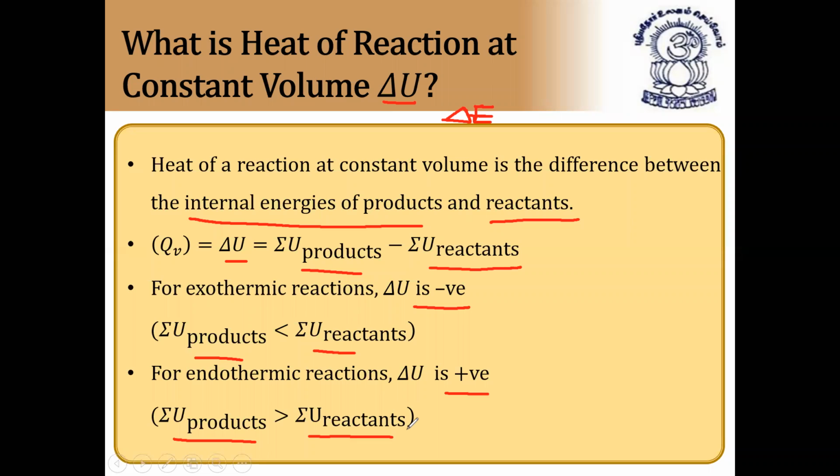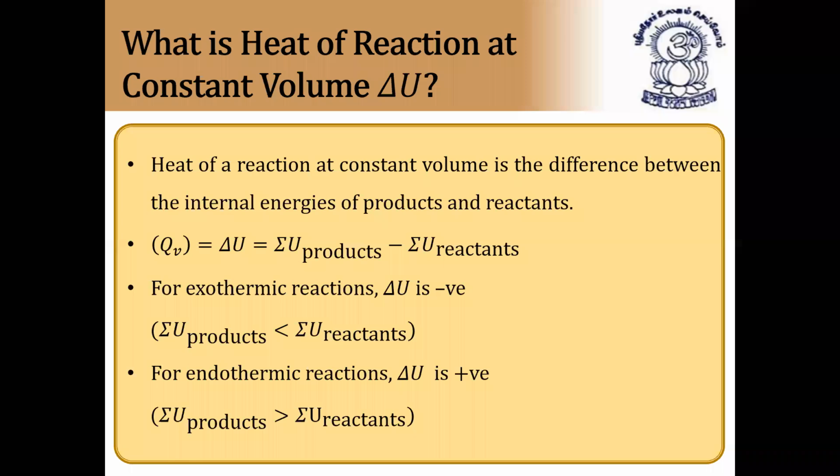So this is called heat of reaction at constant volume, denoted by delta U, which is also called delta E. Delta U or delta E are both the same, because some books represent it as delta E. It is better to write delta E, because delta U is already used for change in internal energy. So the heat of reaction at constant volume is the difference between the internal energies of the products and the reactants. I hope it is clear. Next.